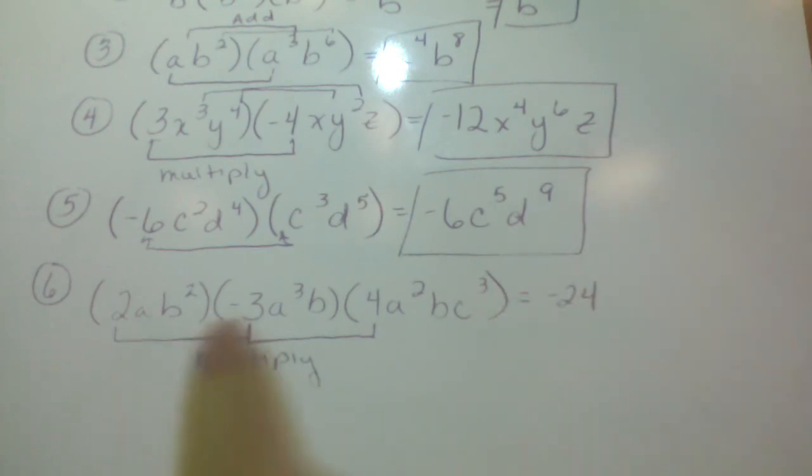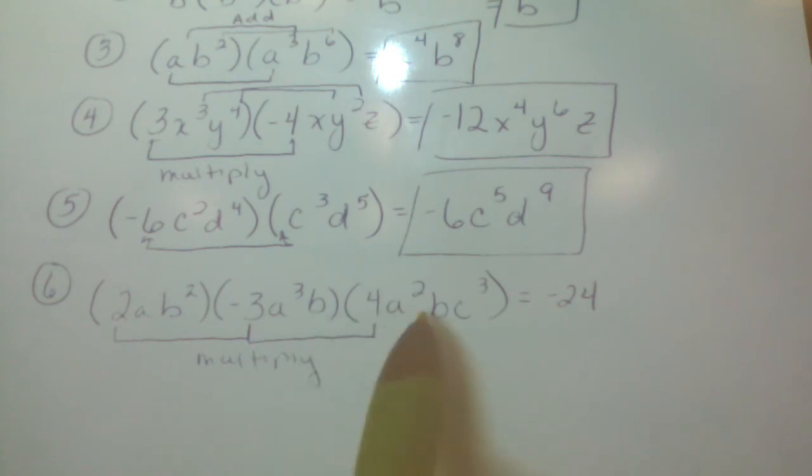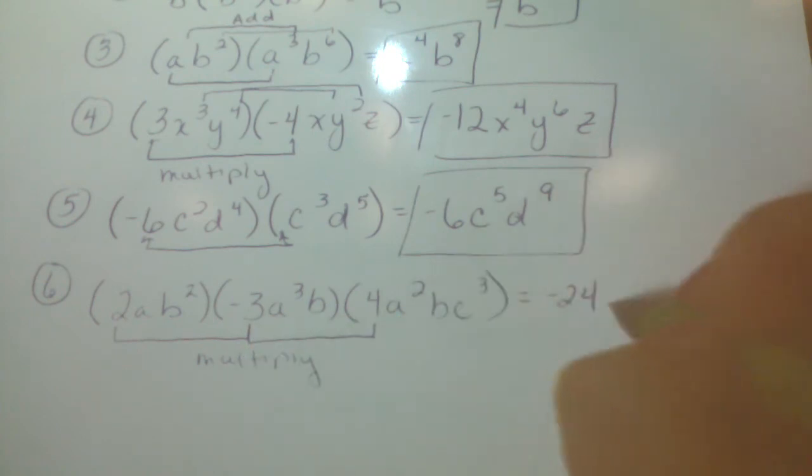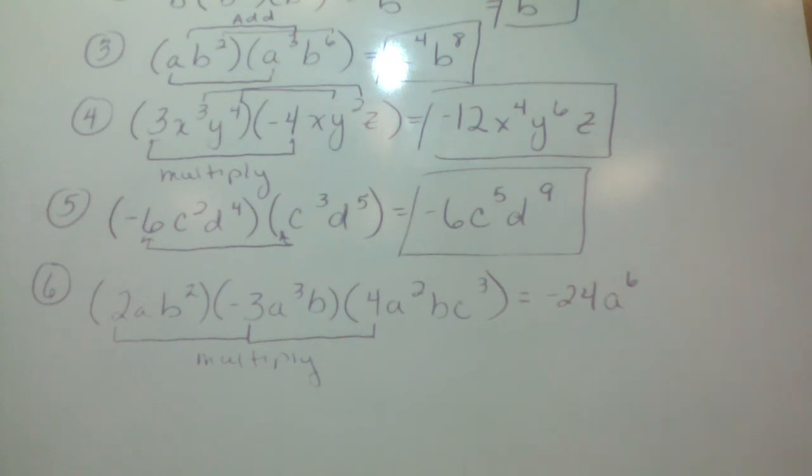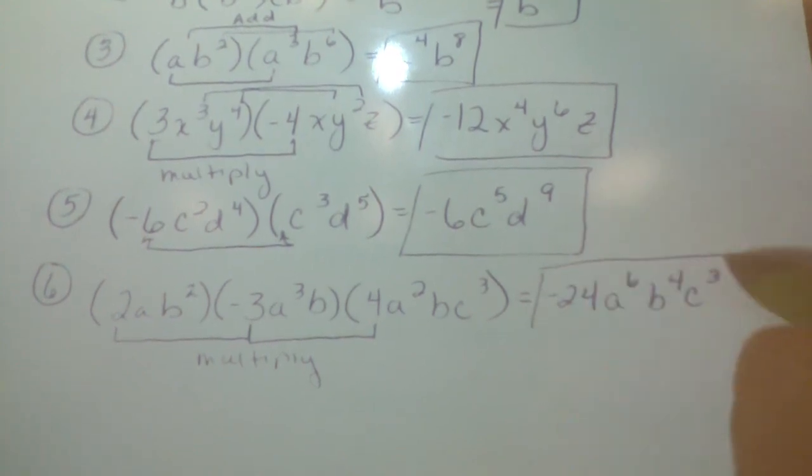I've got 1a here, 3a's here, so that's 4, plus another 2, that's giving us 6. So a to the 6th. I've got 2 b's here, 1 b here, 1 b here, so 2 plus 1, that's giving us 4. And then I don't have any c's here, no c's here, but I've got c cubed here. So that's going to be part of my answer. So it's negative 24, a to the 6th, b to the 4th, c cubed. And I know I'm done because I don't have any repeating variables. I've got 1 of each base. And that is multiplying monomials.